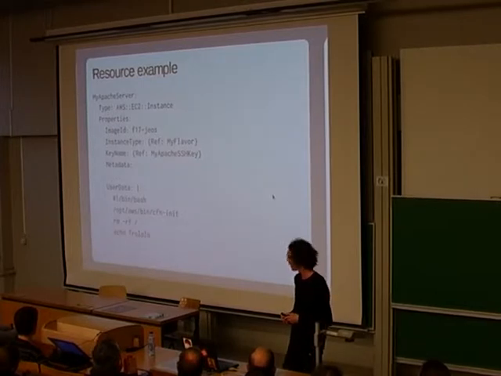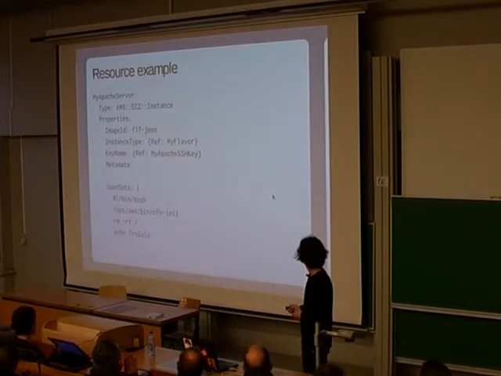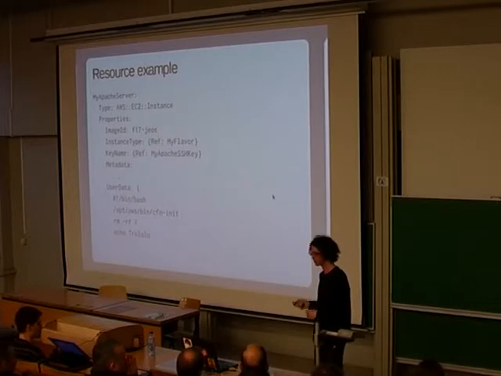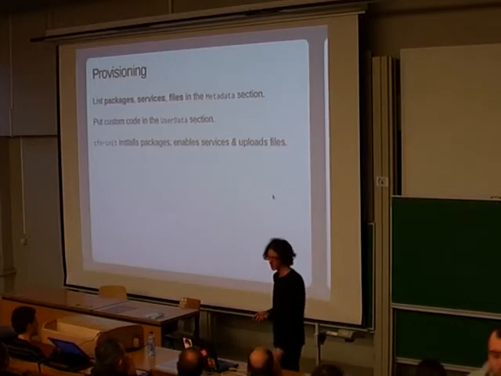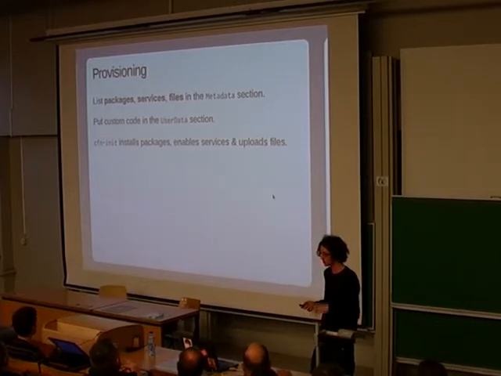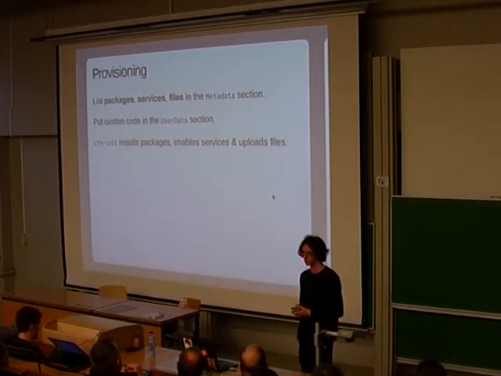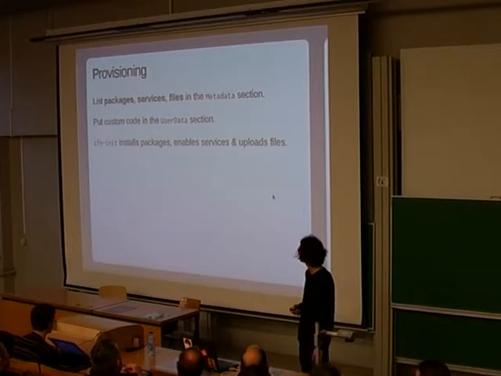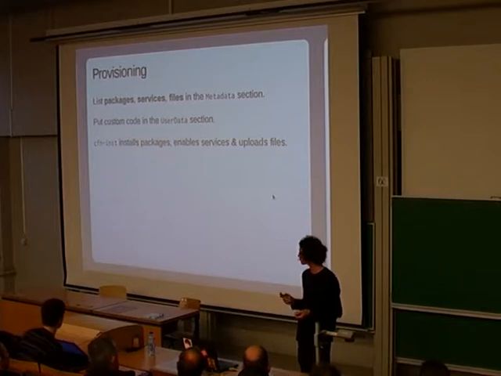And the last two important sections for instances are metadata and user data, where essentially you can put all your provisioning code. In the metadata section, you can put packages, services, and files that you'd like to have on the instance when it's launched. So if you want to have Apache or MySQL there, you would just list it there. You can specify exact versions or just leave that blank, and then it is going to do the best it can. You can specify the services that you want to have running or not running. And you can specify files that you want to have there.